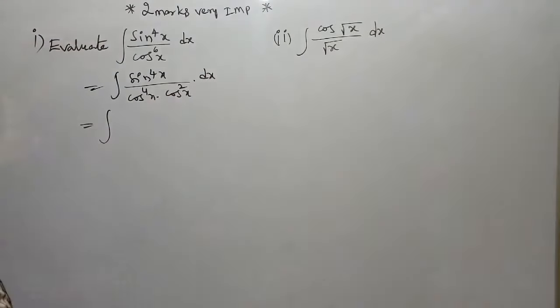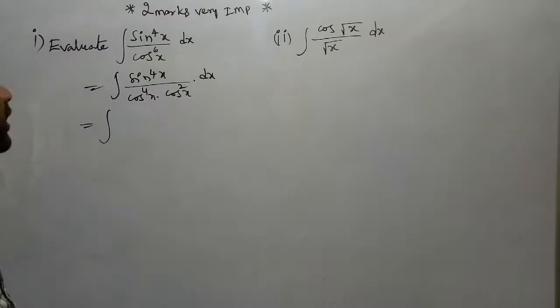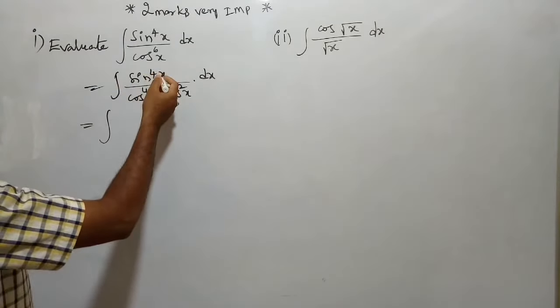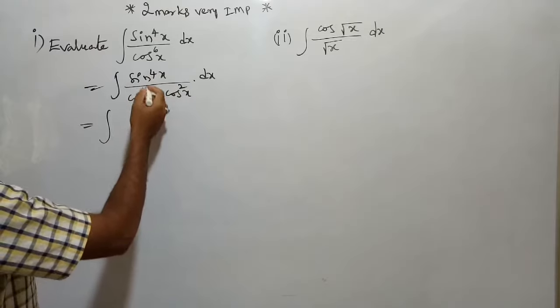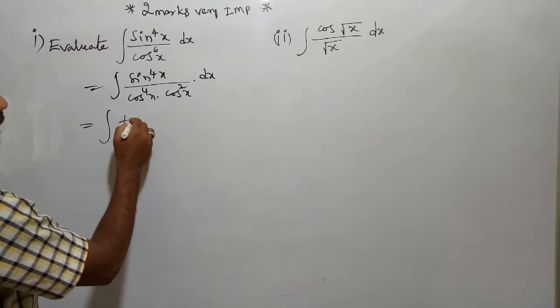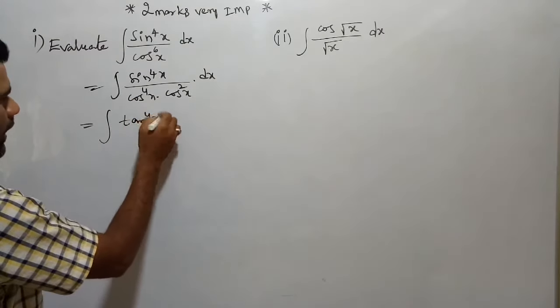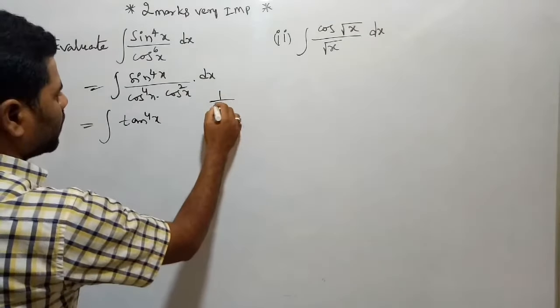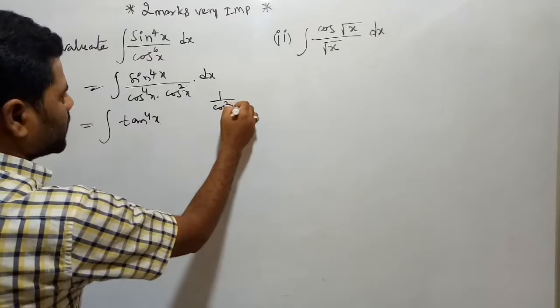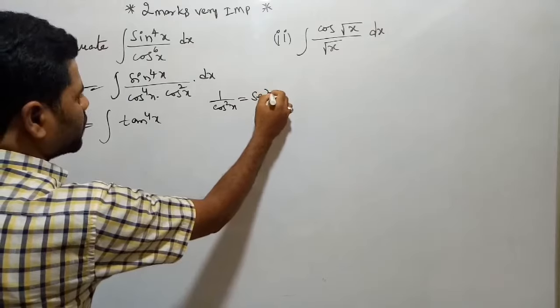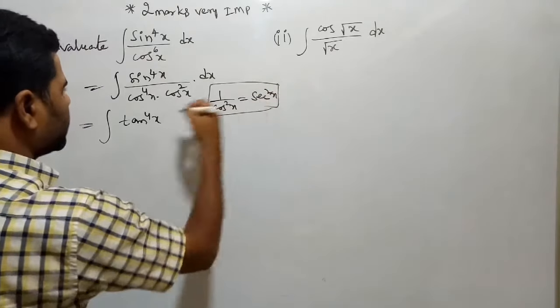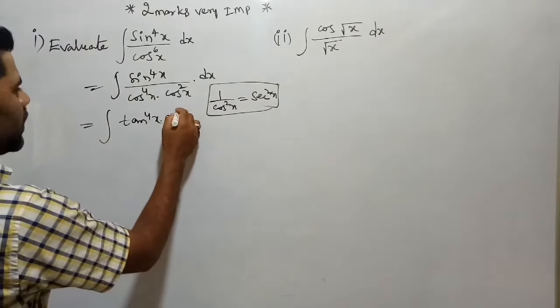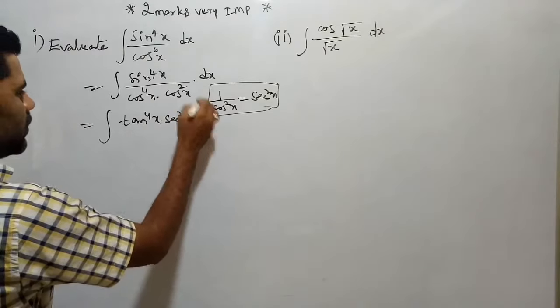Integral sin theta by cos theta is equal to tan theta. So sin to the power of 4x by cos to the power of 4x becomes tan power 4x, and 1 by cos square x is equal to secant square x. So into secant square x into dx.